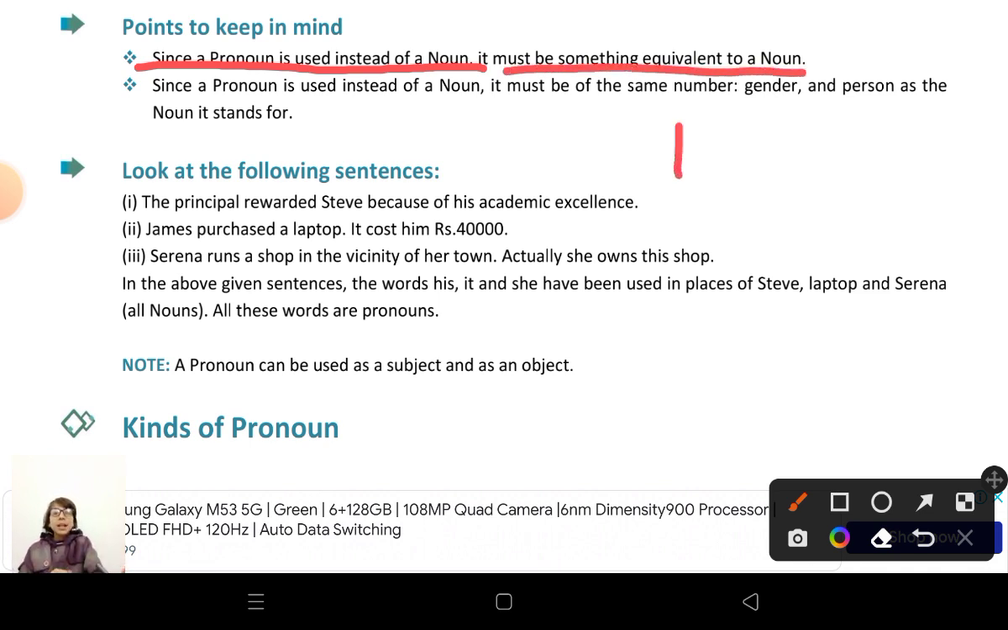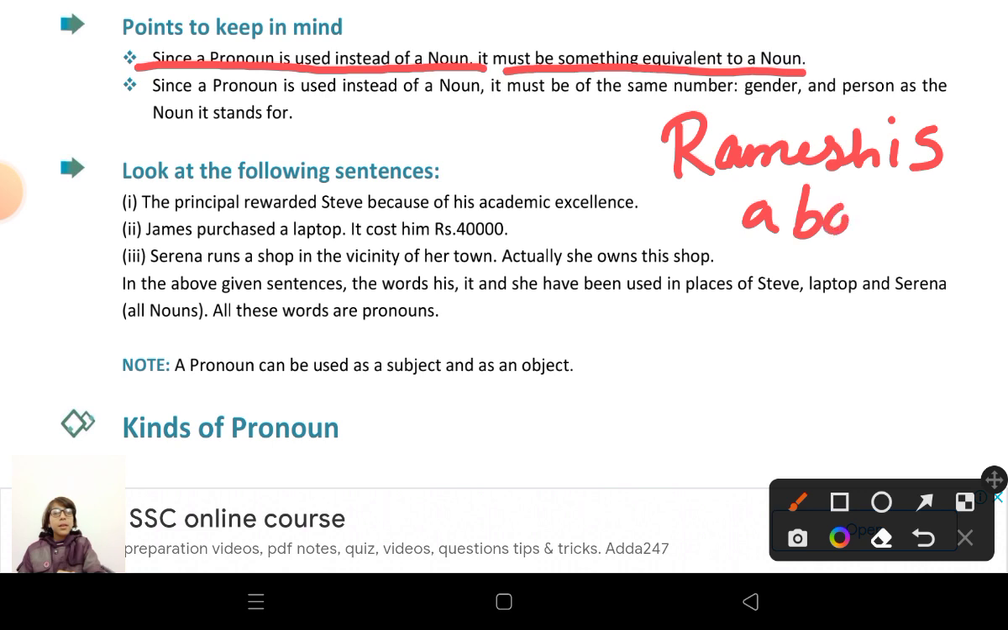Now, like I say, Ramesh is a boy. If I said Ramesh is a boy, so can I say like this? He is a boy.